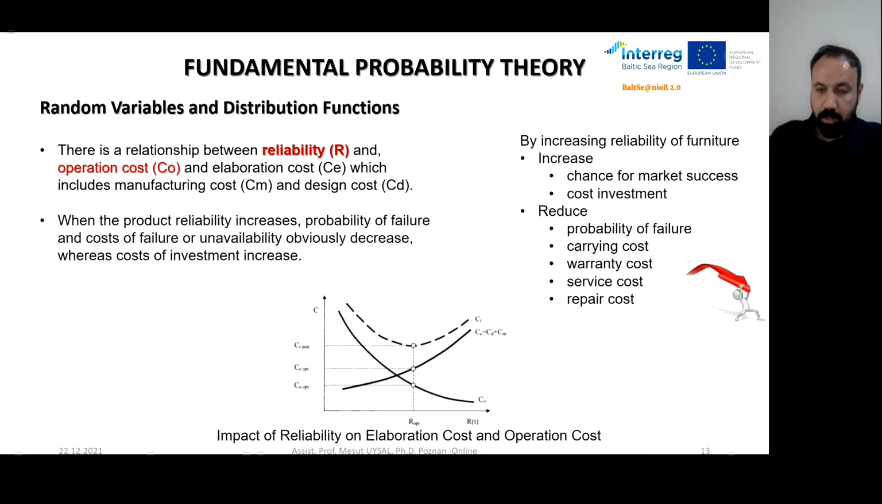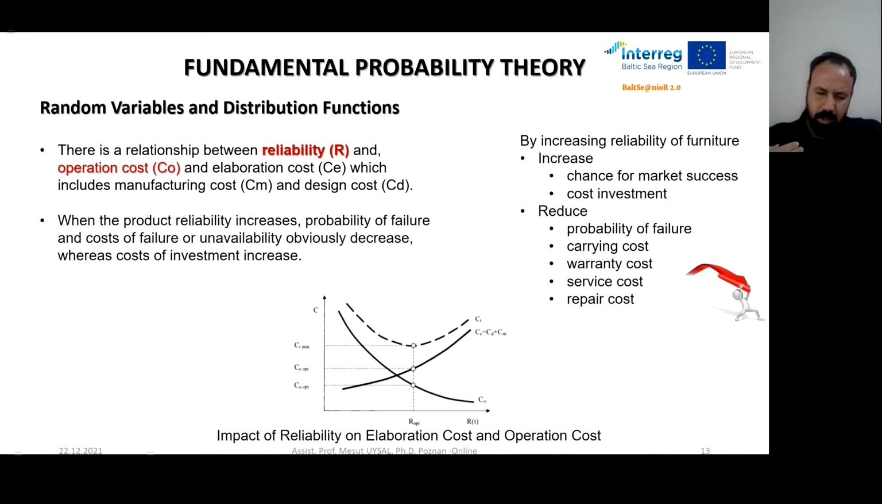If we have standards, and these standards really dictate that furniture producers make highly reliable furniture, it will be easier to have more reliable products in service during the lifetime. So after that, I will jump to fundamental probability theory.